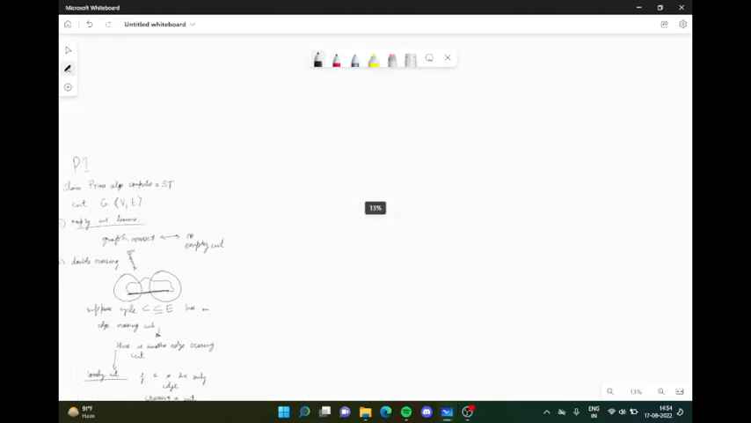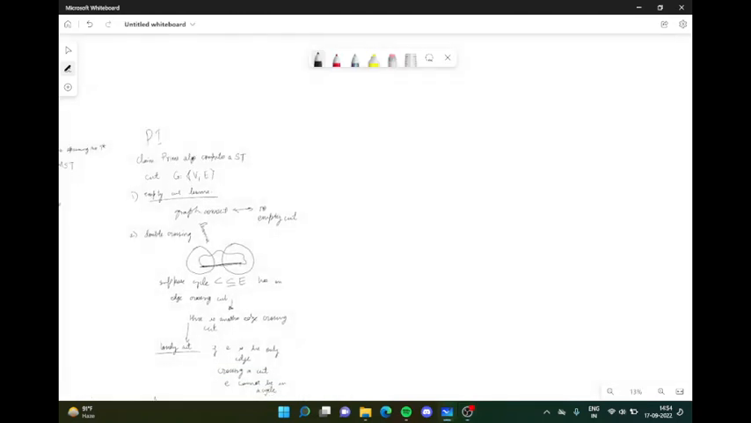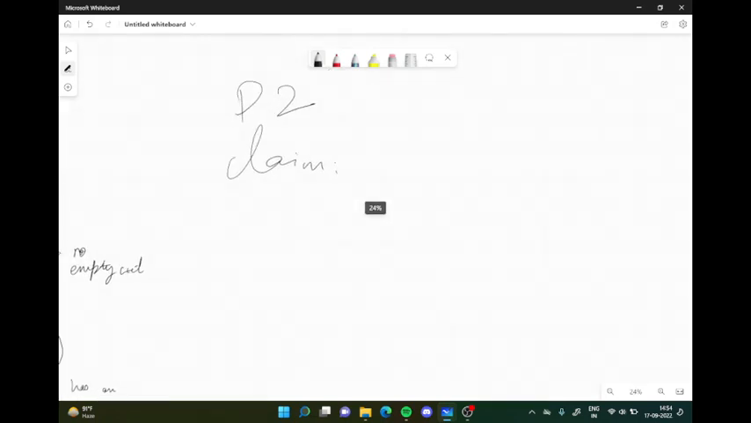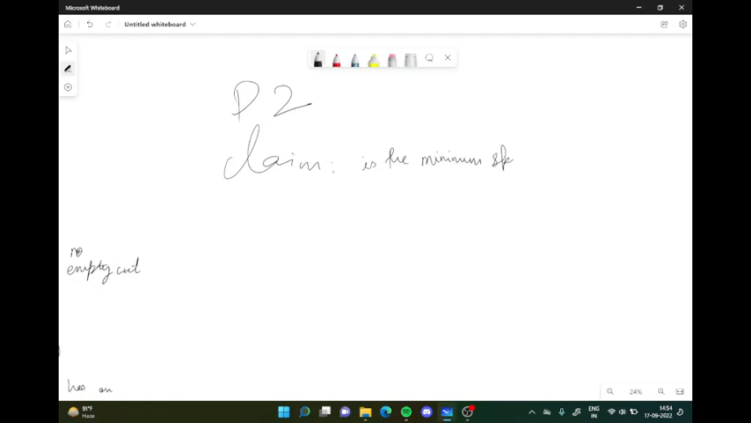Right. So now we are at part 2. That is, the claim is that whatever spanning tree T is calculated by Prim's algorithm is the minimum spanning tree.